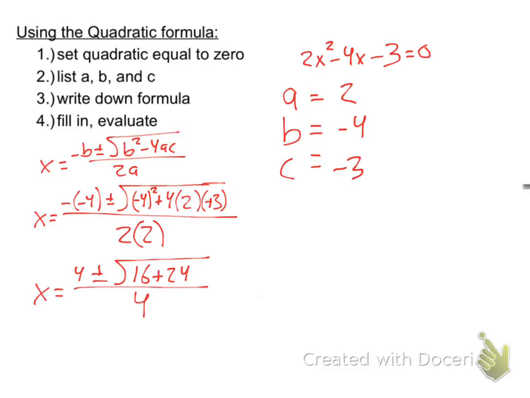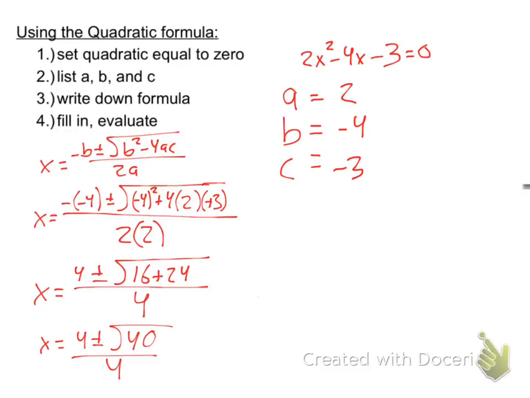I mean 4. Sorry. Now we take 16 plus 24 and we get 40. So it's 4 plus or minus the square root of 40 over 4. Hey, square root of 40 is not a nice number. So therefore, you should reduce it.